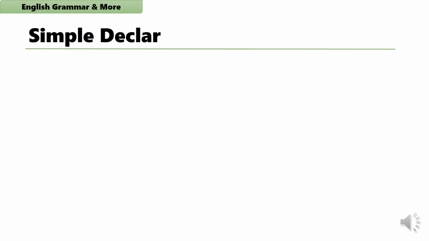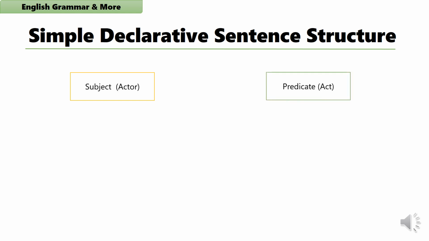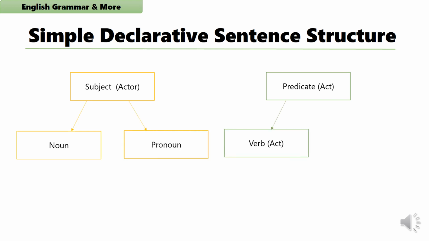To make a declarative sentence, we always need a subject, that is actor, and predicate, act. Subject can either be a noun or a pronoun, and predicate can either be a verb, act, or to be plus adjective, noun, or pronoun.